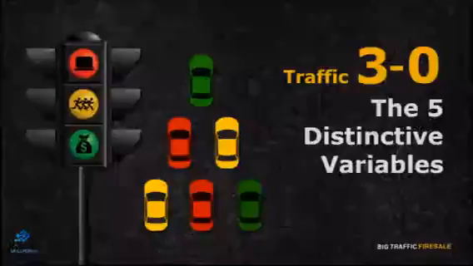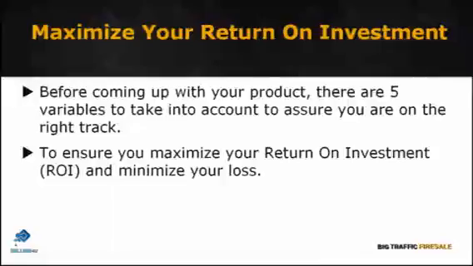In this module, you'll learn the 5 distinctive variables that will ensure a successful online campaign. Before coming up with your campaign, there are 5 variables that must be taken into account to assure that you're on the right track. It's also to ensure that you maximize your return on investment and minimize your losses. That's what defines a strategic business owner.